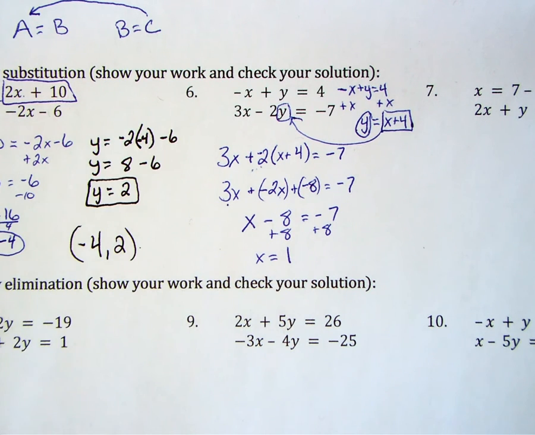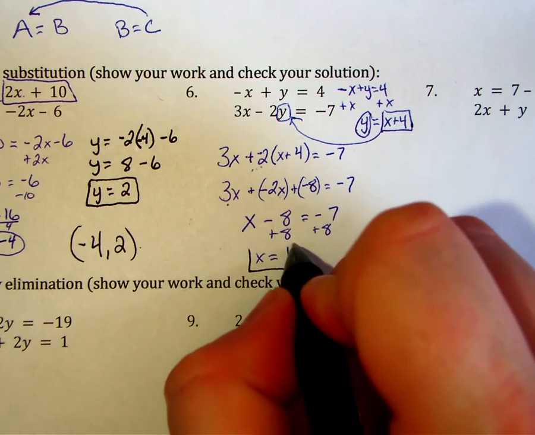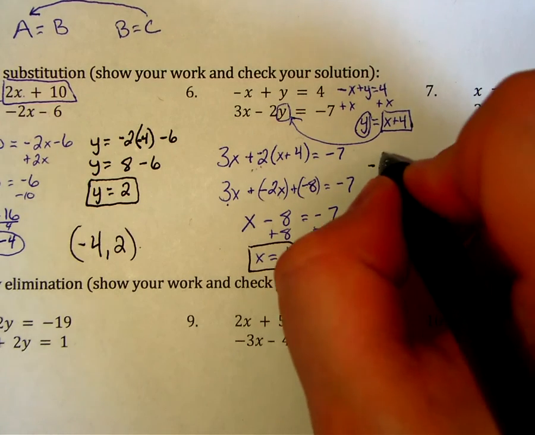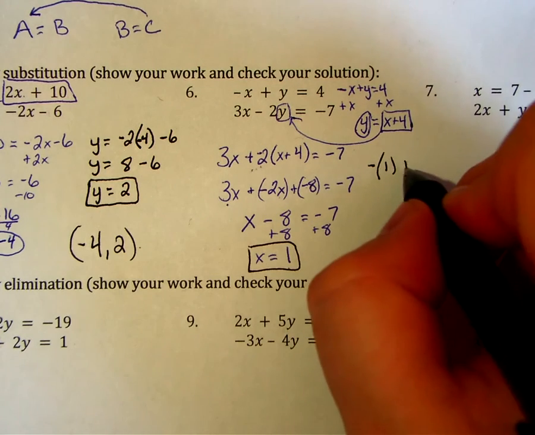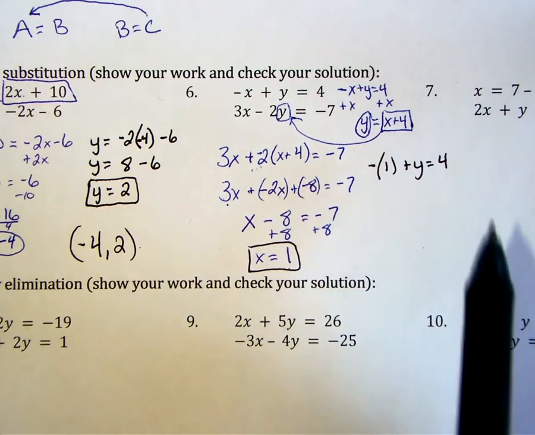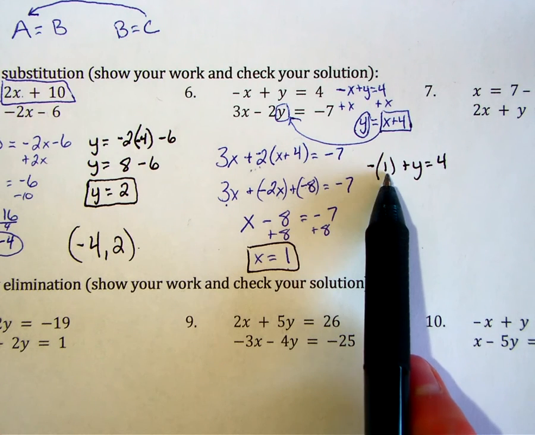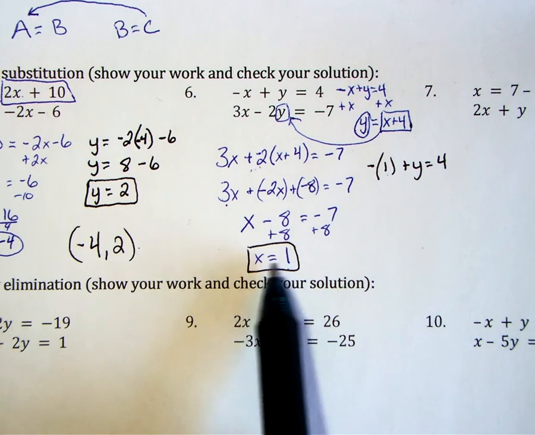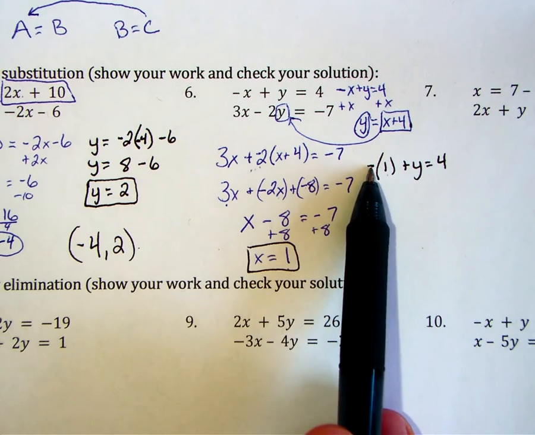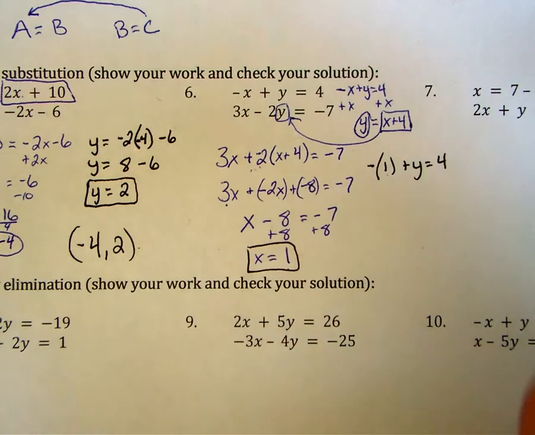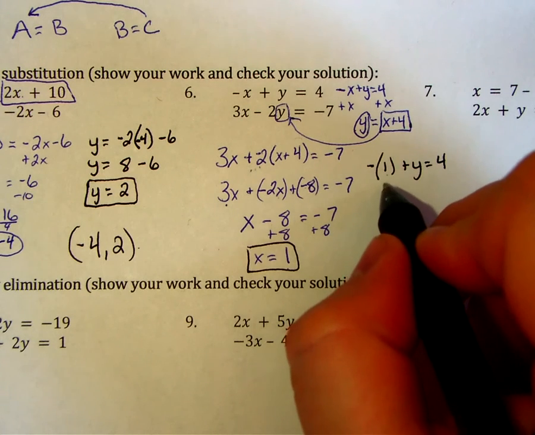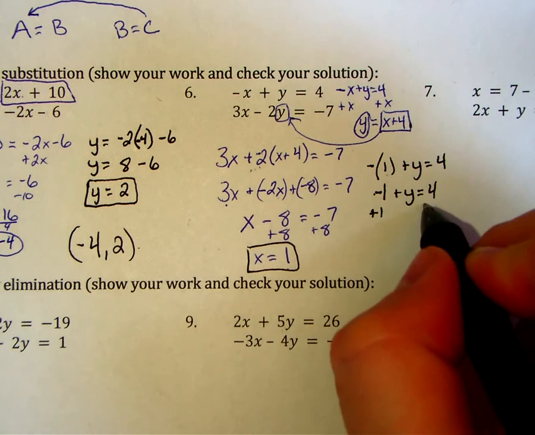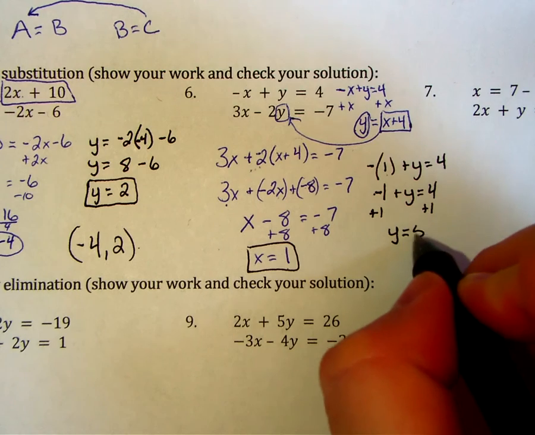Now that I found my x value, I want to find my y value. So I'm going to take that x value and plug it into one of my equations. Negative x, with x value of 1, plus y is equal to 4. Note, this is not saying that the x value is negative 1. It's saying that we're taking the opposite of whatever x is, the opposite of 1, so we end up with negative 1. So opposite of 1 is negative 1 plus y equals 4. We add 1 to both sides, and y then is equal to 5.